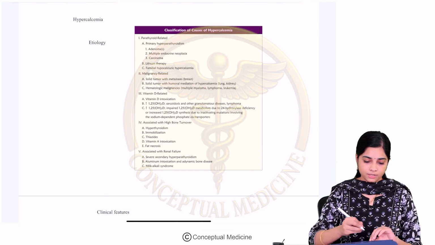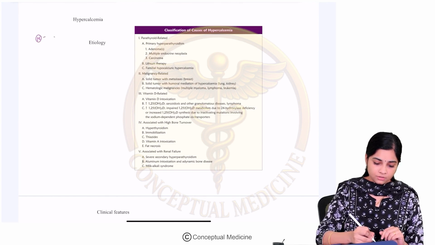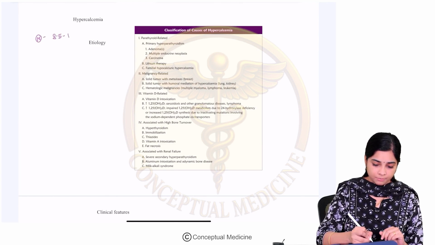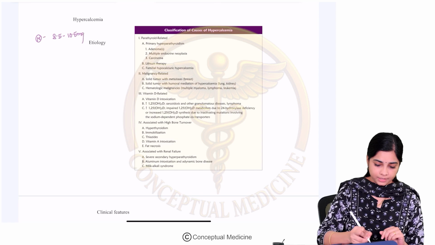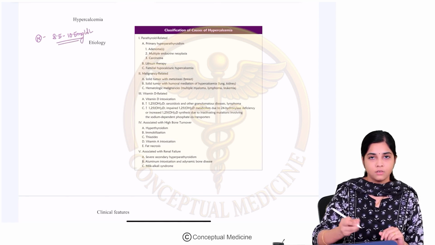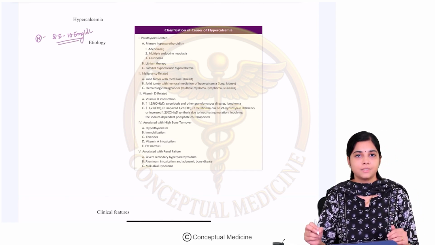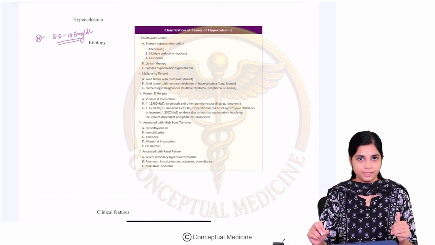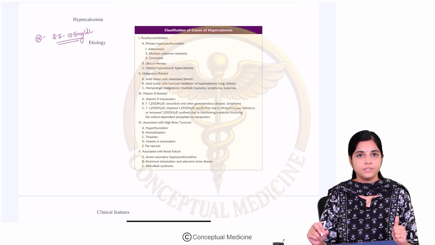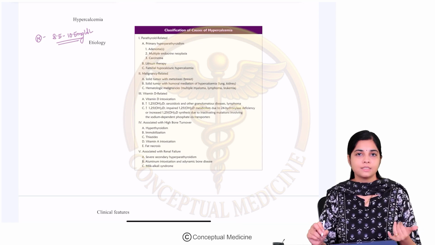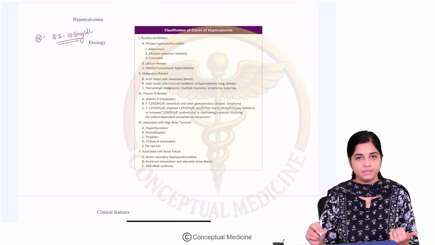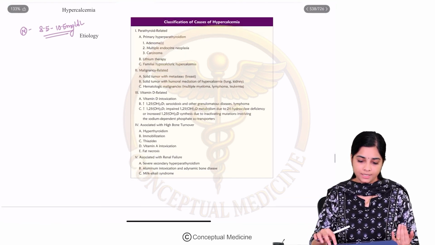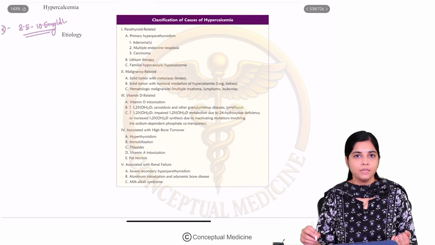So what are the normal calcium levels? Normal calcium levels are between 8.5 to 10.5 milligram per deciliter, and those conditions where there is increased calcium beyond 11 milligram per deciliter, that is your hypercalcemia, and let us look at the causes one by one.